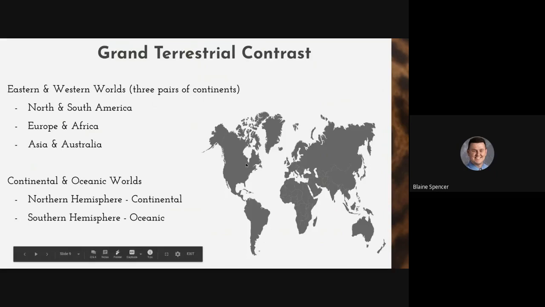We also see, just like our peers, our Eastern and Western worlds, North and South America, Europe and Africa, and Asia and Australia. So simple, okay? When you look at the map, you're like, duh, that makes sense. Of course it makes sense. That's how God designed it.